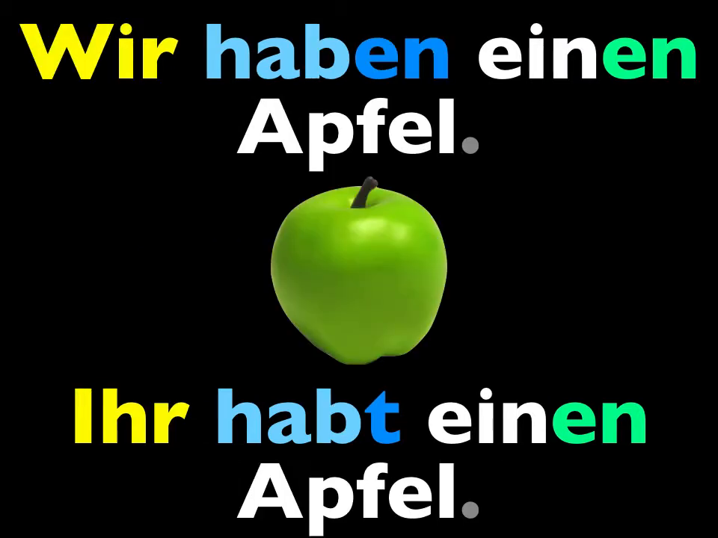Let's continue. Repeat. Say we have an apple and you have an apple. Wir haben einen Apfel. Ihr habt einen Apfel. Again, in this second sentence, ihr means informal you, plural, referring to more than one friend, family member, or child, etc.